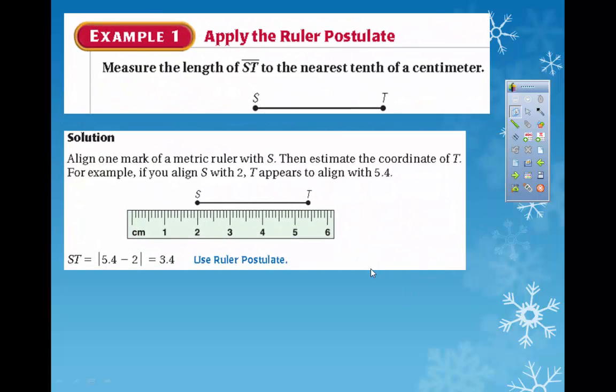So, applying the ruler postulate, we can find the length of segments. You'll notice this is looking like it's 5.4. Okay, this length here is 2. So we simply subtract those two and take the absolute value. And we get 3.4 in this case. Pretty easy.